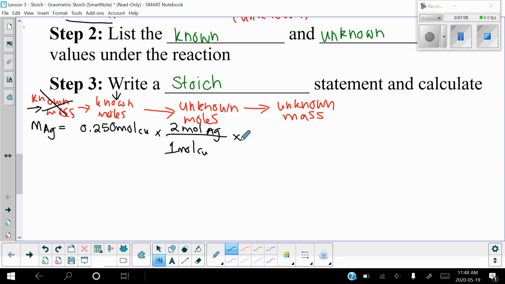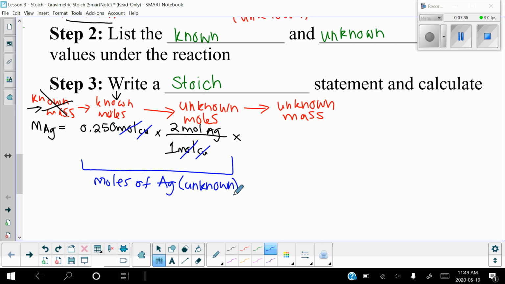Okay, now I'm going to show you the cancellation. Moles cancels out with moles. Copper cancels out with copper. So from here to here, I now have my moles of silver, which is my unknown.